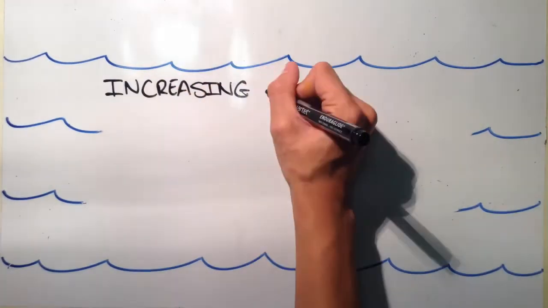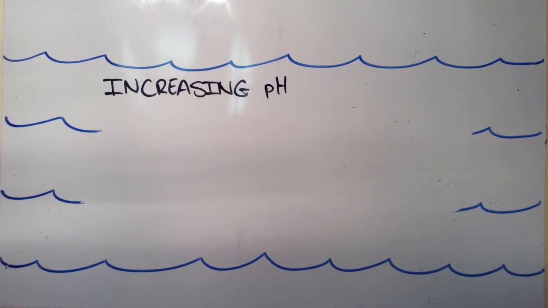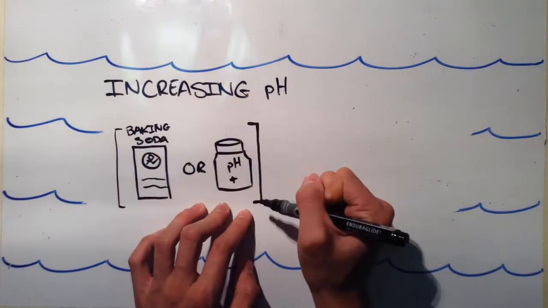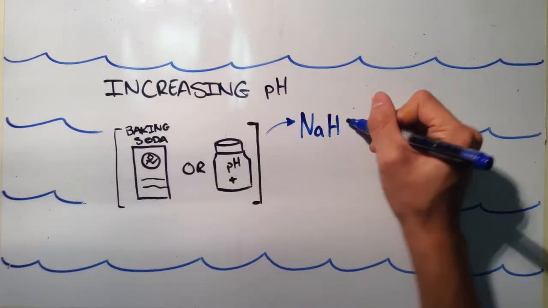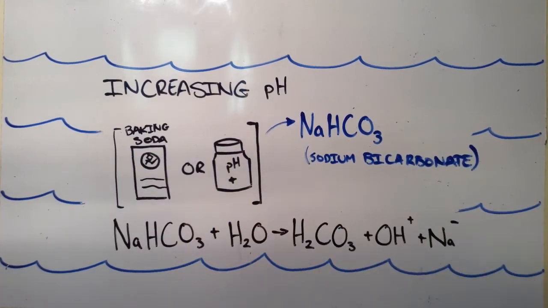So in order for pool managers to increase the pH, they add baking soda or pH increaser to raise the pH. The most common cause of consistently low pH is low total alkalinity, which should always be adjusted with sodium carbonate before trying to increase the pH.